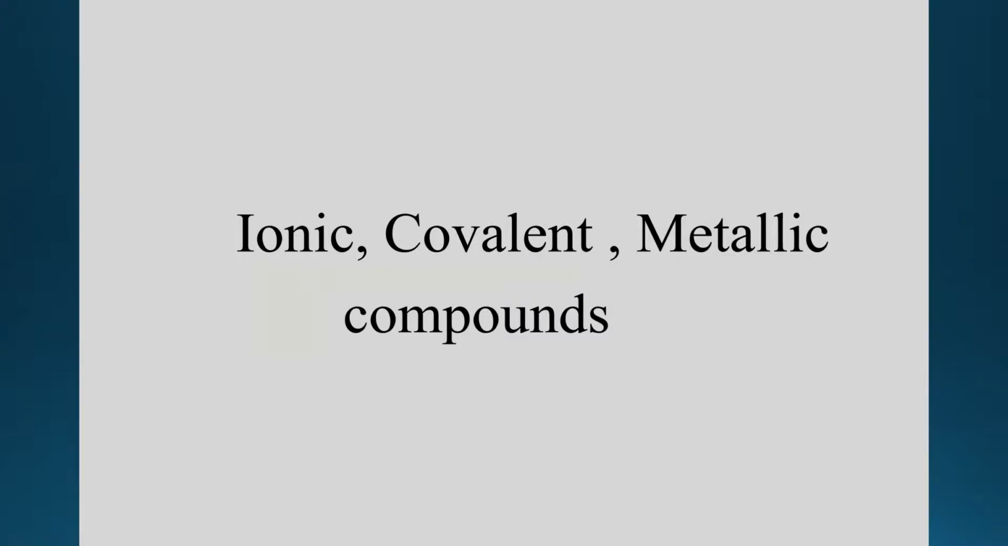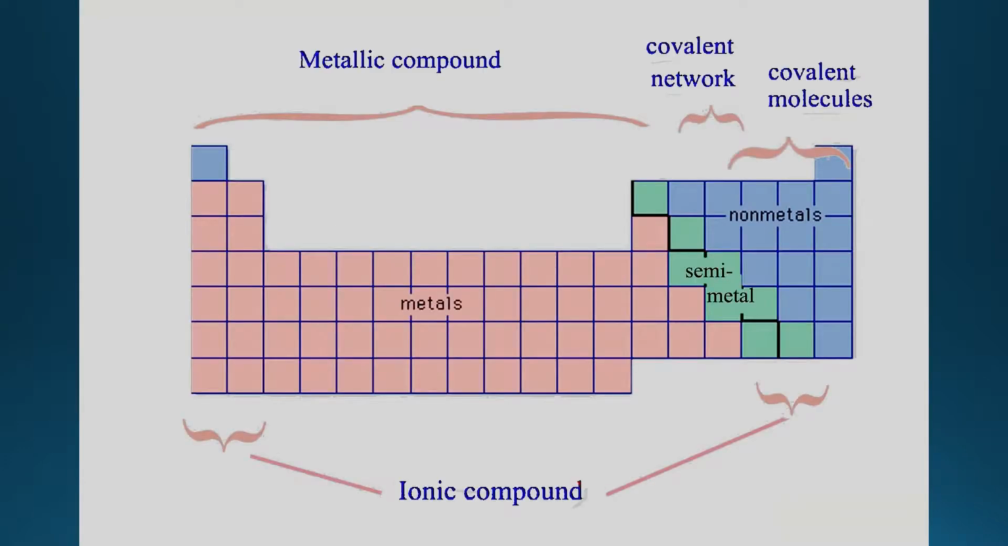Ionic, covalent, metallic compound. Let's look onto the periodic table again, onto this metallic compound, ionic compound, covalent network, and covalent molecule. Let's start off with metallic compound and ionic compound and see the difference.